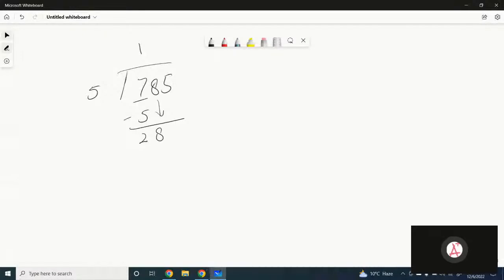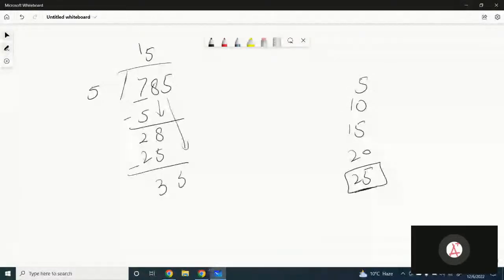5 times 1 is 5. 5 times 2 is 10. 5 times 3 is 15. 5 times 4 is 20. 5 times 5 is 25. So you can go for 5 times 5. That would be 25. Got it? So 28 subtract 25 is 3. Bring the next digit down, that would be 5. You have to count the table of 5 until you get 35. So 5 times 6 is 30. 5 times 7 is 35.